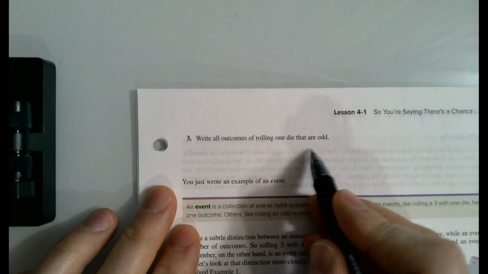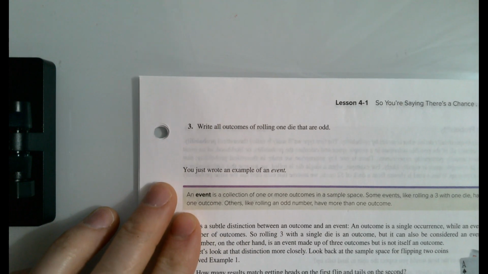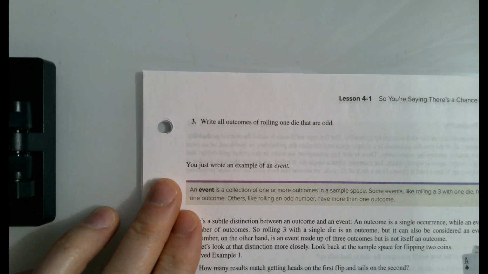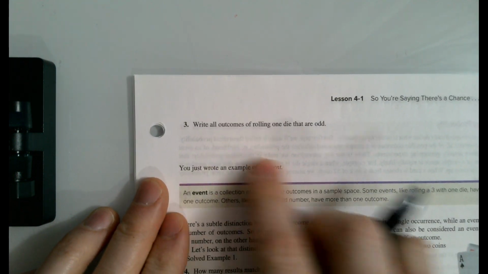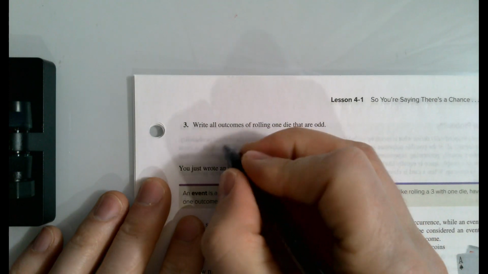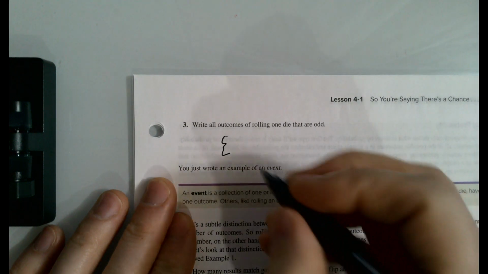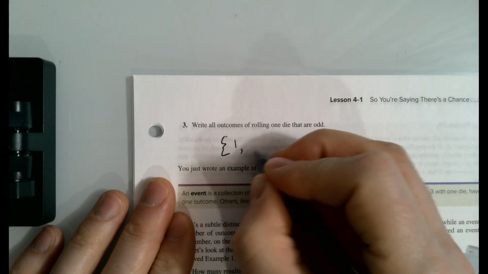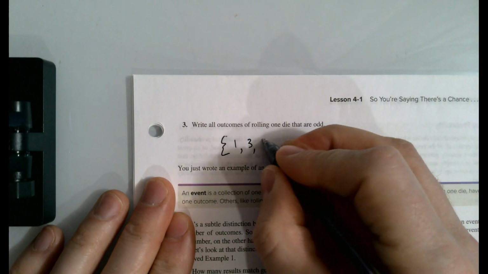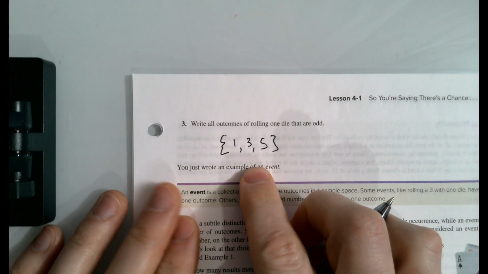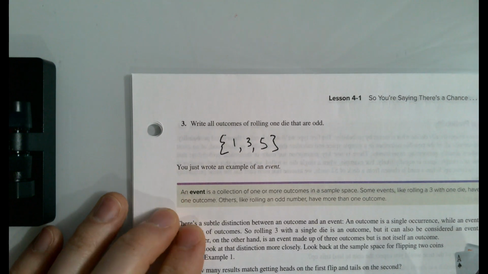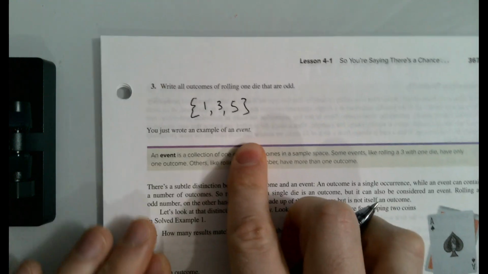Okay, so here's another one. Write all the outcomes of rolling 1 die that are odd. So this is not a sample space. This is examples of portions of a sample space, so parts of it. So when we think about the die that had 6 sides to it, the outcomes that are odd are 1, 3, and 5. And our author says this is an event.